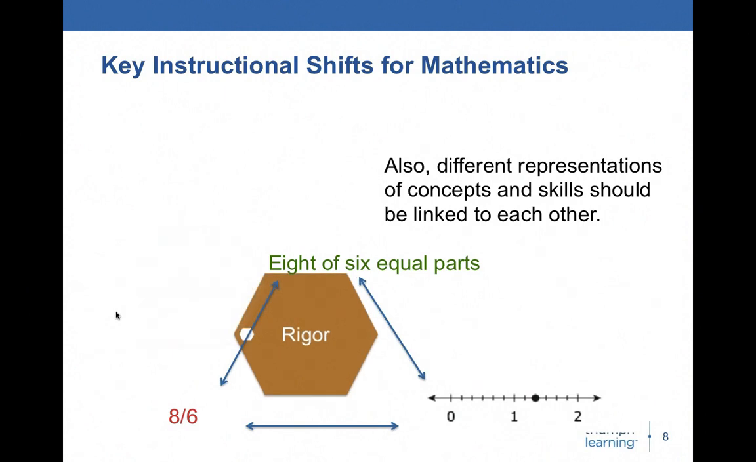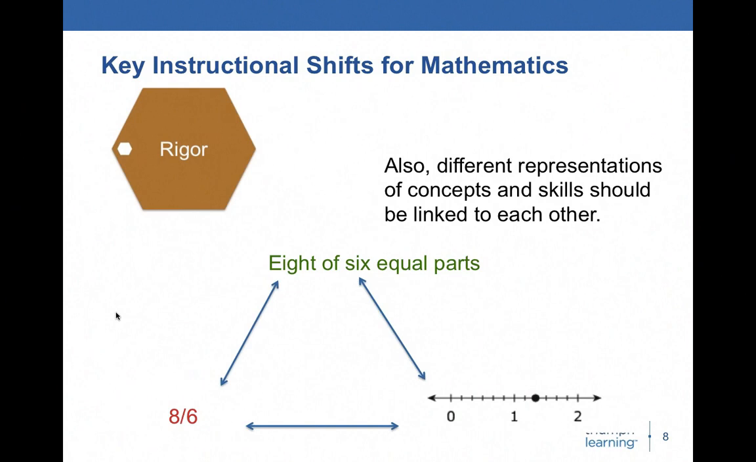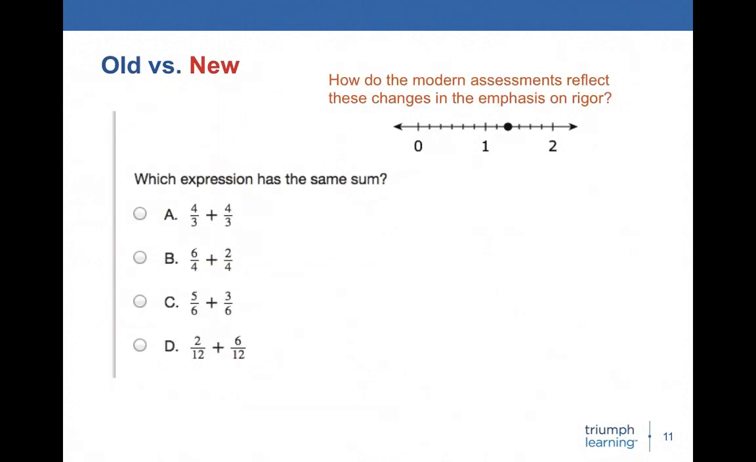Okay, another instructional shift is that different representations of a concept or a skill should be linked to each other. So looking at the screen here, the 8 of 6 equal parts is a verbal way of expressing the fractional relationship. The 8/6 is the symbolic way, and we've got a model here that shows the number line representation of the same thing.